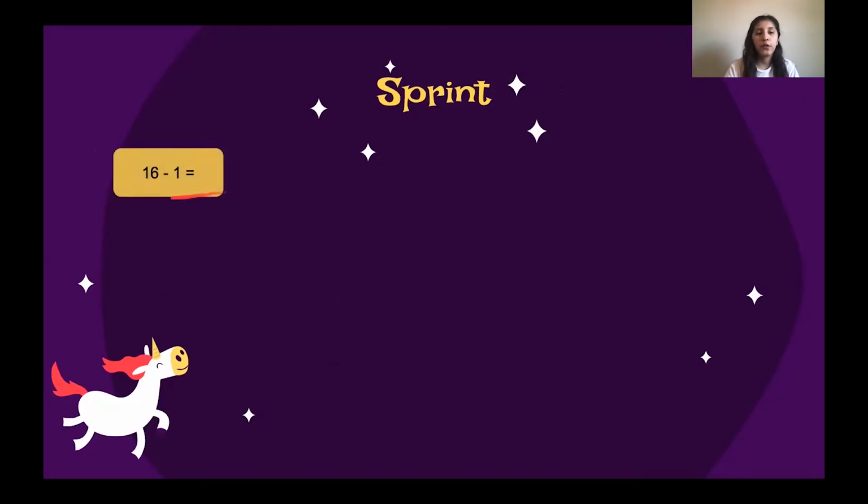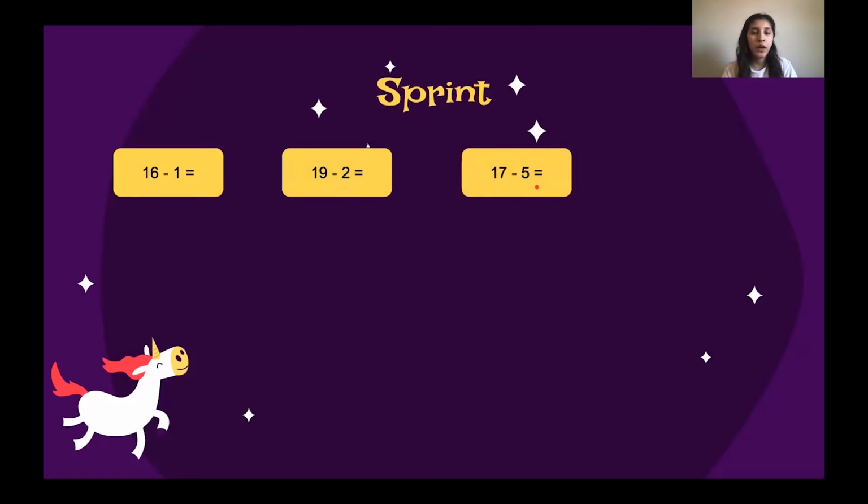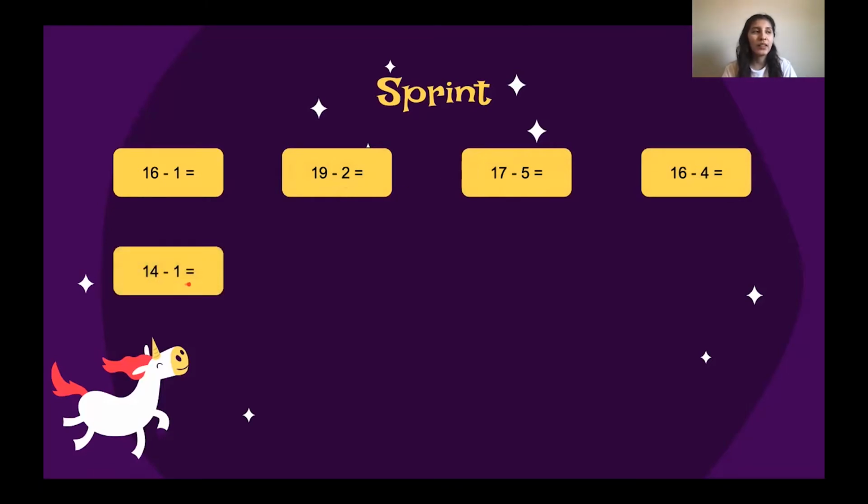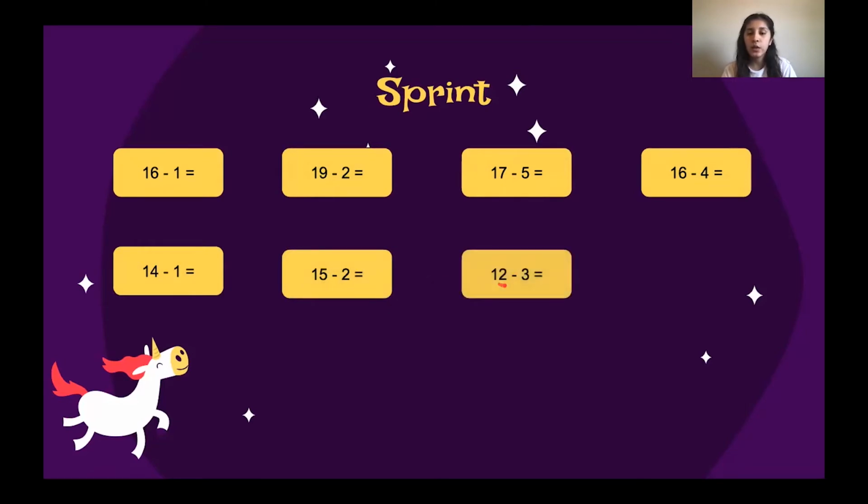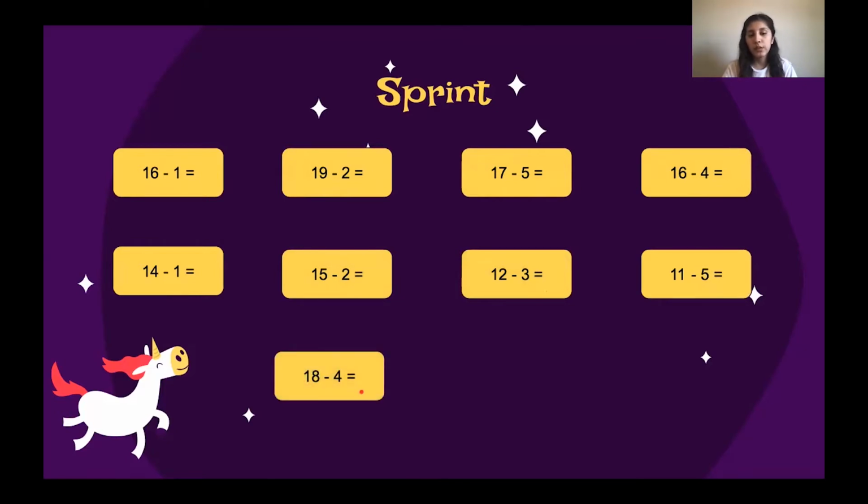Okay, so the first problem is 16 minus 1 equals. Second one is 19 minus 2 equals. 17 minus 5 equals. 16 minus 4 equals. 14 minus 1 equals. 15 minus 2 equals. 12 minus 3 equals. And 11 minus 5 equals, and then we have 2 more. 18 minus 4 equals, and 13 minus 8 equals.